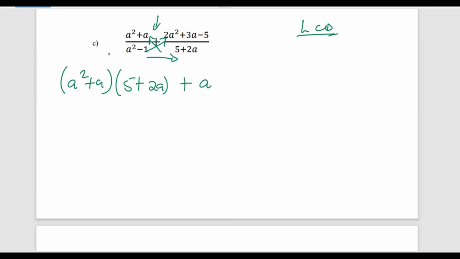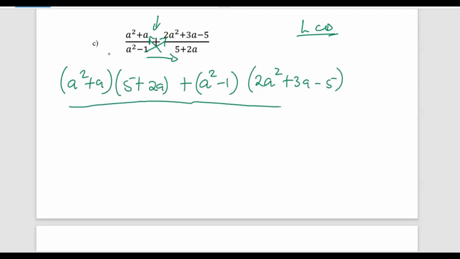This is going to be a squared minus 1 multiplied by 2a squared plus 3a minus 5, all over a squared minus 1 into 5 plus 2a. All right, then what is happening? We just need to factorize this further. If I look at this first bracket, there's something common, which is the a. Let me use a different color.